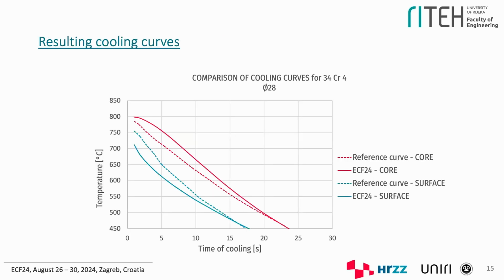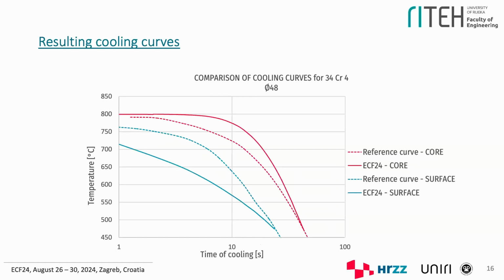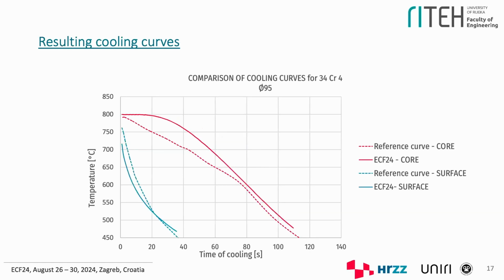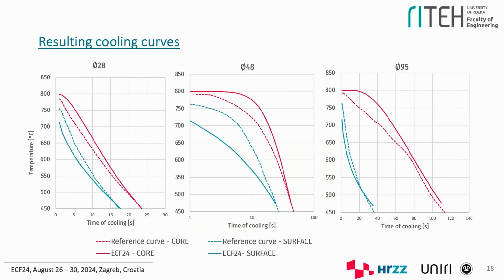Here it is shown. These are the cooling curves we have for our set steel. This is only for the smallest sample dimension, diameter 28. We have reference curves for core and surface, and we have what we've got. This is the same for a bit bigger sample, diameter 48. And this is for diameter 95. And here is an overview of all of them.